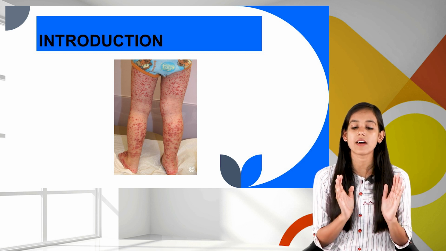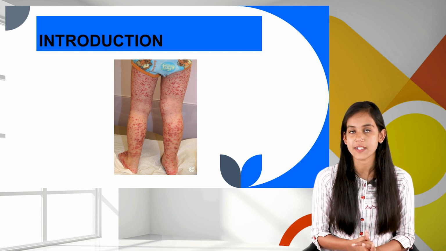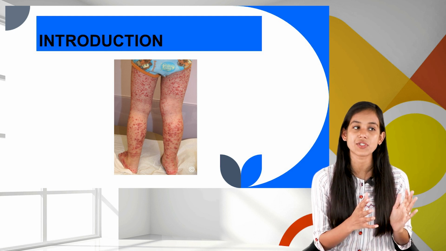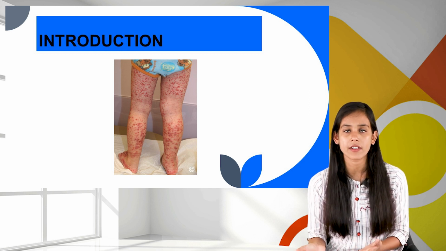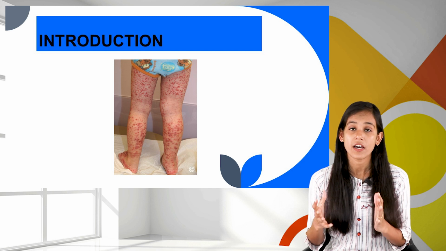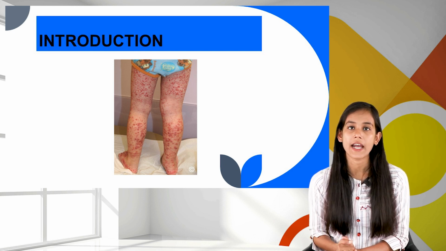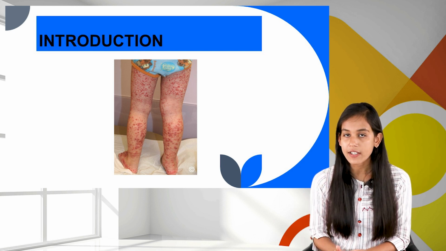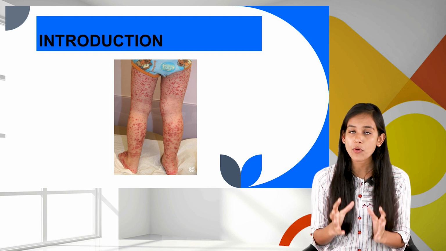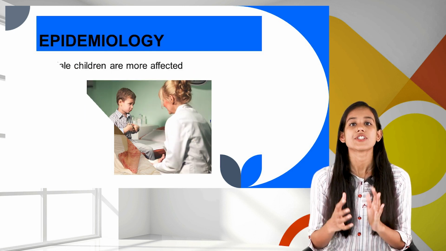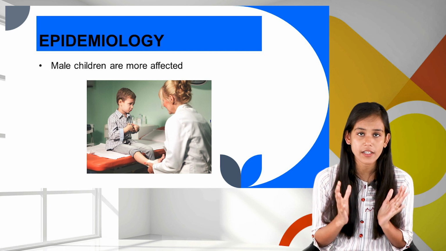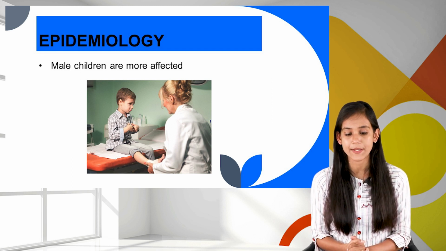This is the most common systemic vasculitis found in children. It may affect adults and young adults, but it is most common in children. So let us learn a bit about the epidemiology of this disease.